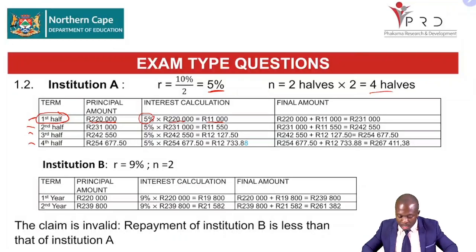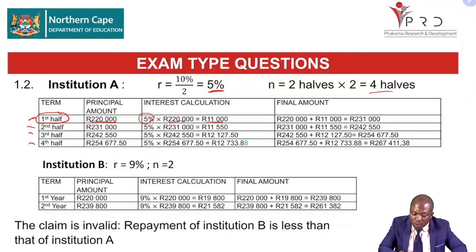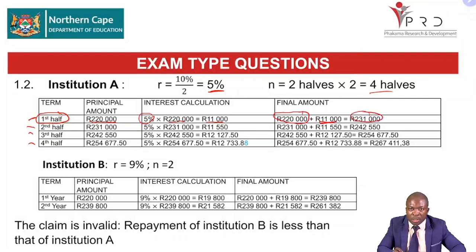Can we work it together? I want to see if we can get correctly. So you press 5, divide by 100, multiply by 220,000. That will give us 11,000. Did you get 11,000? Well done. High five to you. Okay, so what do we do now for that year to end? Can you see we take that 220,000, you add the 11,000, then let's say plus 220,000. Mine says 231,000.